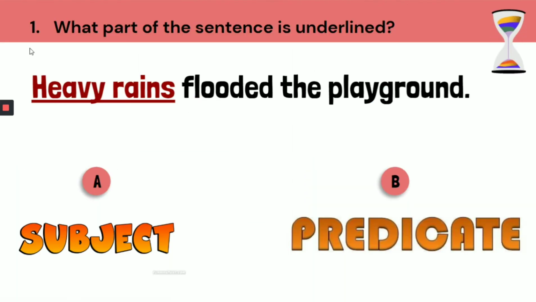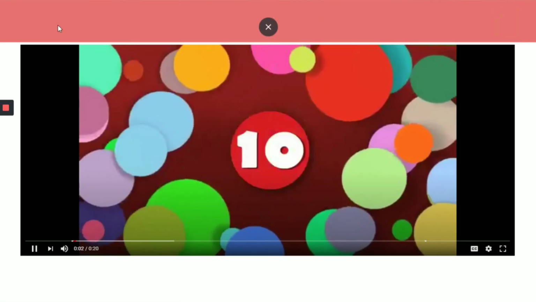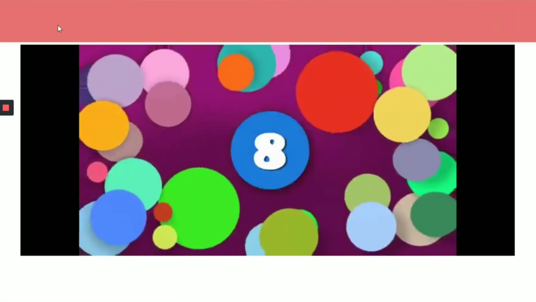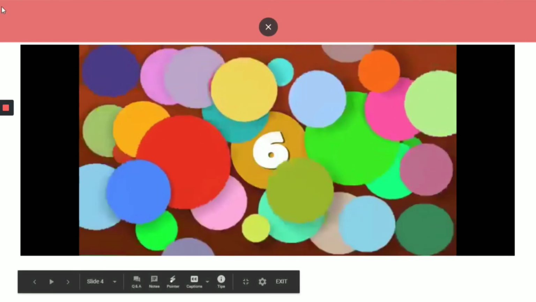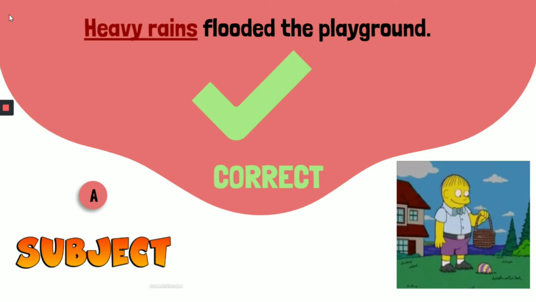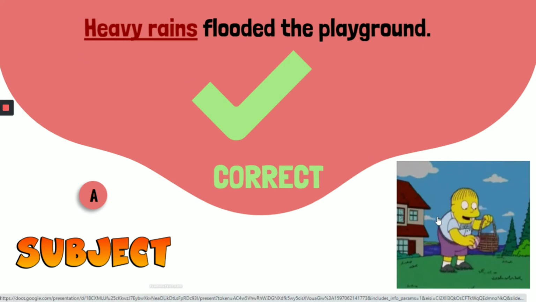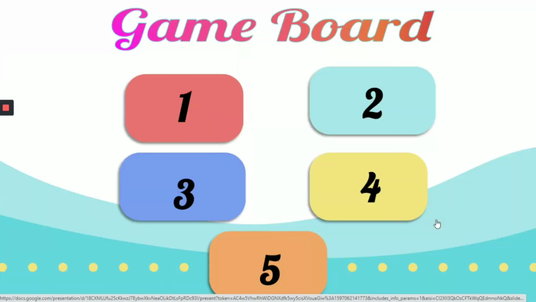Question number 1. What part of the sentence is underlined? Heavy rains flooded the playground. Heavy rains is the underlined part of the sentence. Is it subject or predicate? Timer starts now. Alright, time's up. The correct answer is letter A, heavy rains. Very good. Okay, now you have your first golden egg. Let's go back to game board.